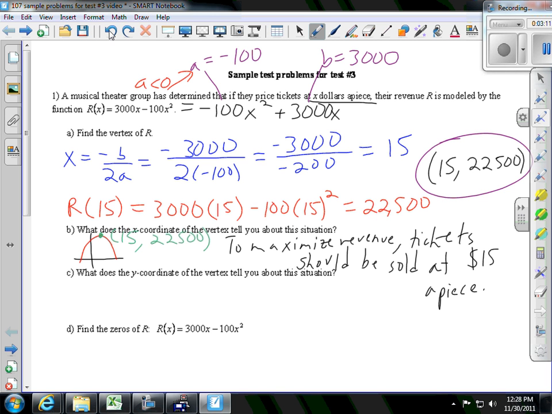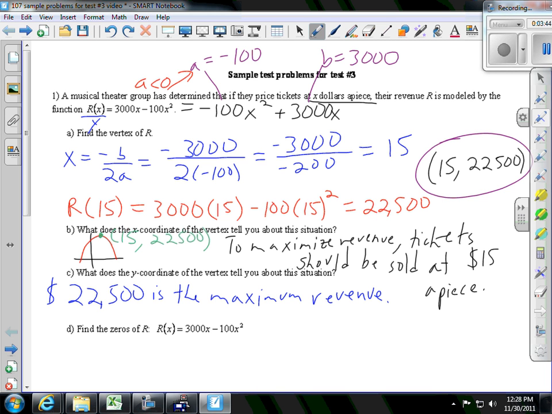And then part C, what does the y-coordinate of the vertex tell you? So the y-coordinate is 22,500, and the y-coordinate is the value of R. So in this case, 22,500 is the maximum revenue. And that maximum revenue is attained by charging $15 a piece.